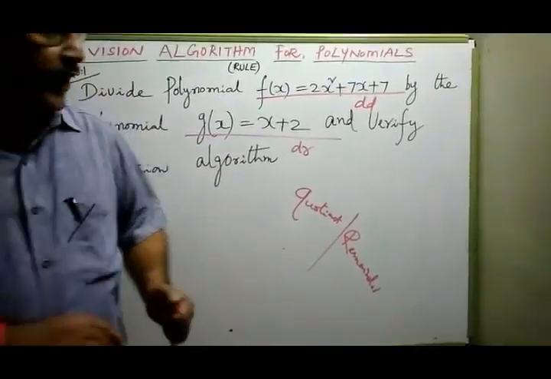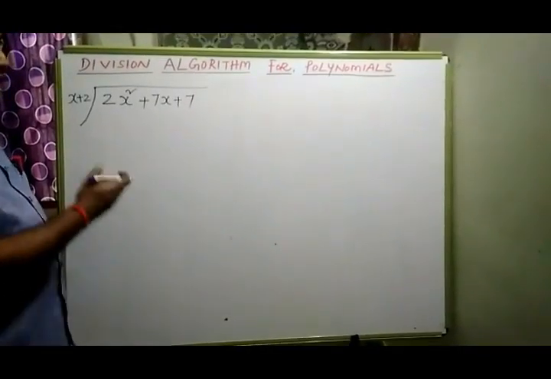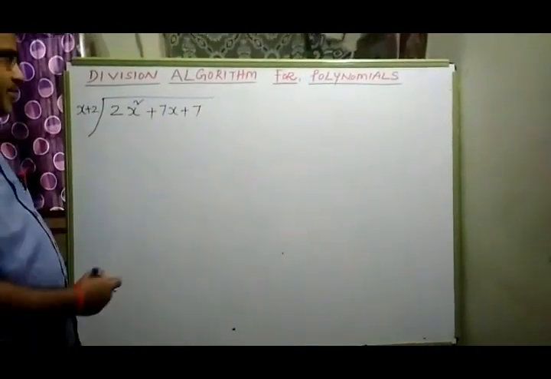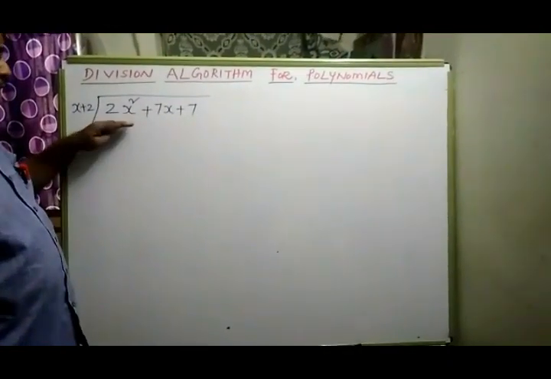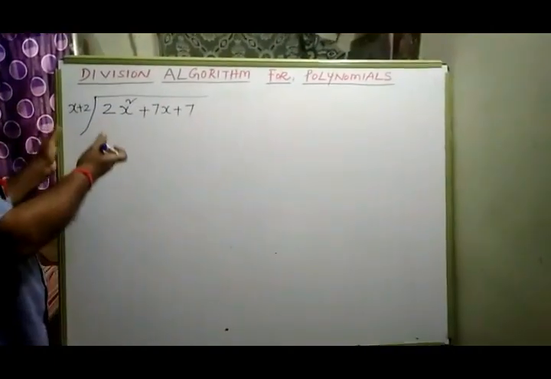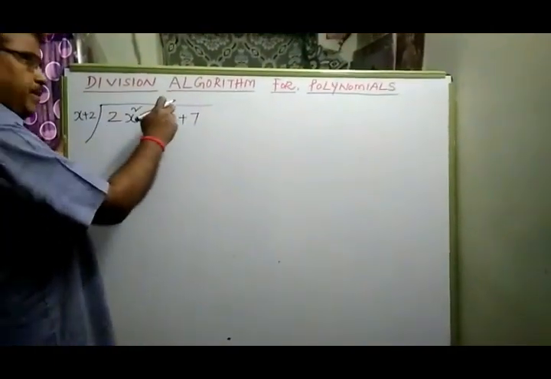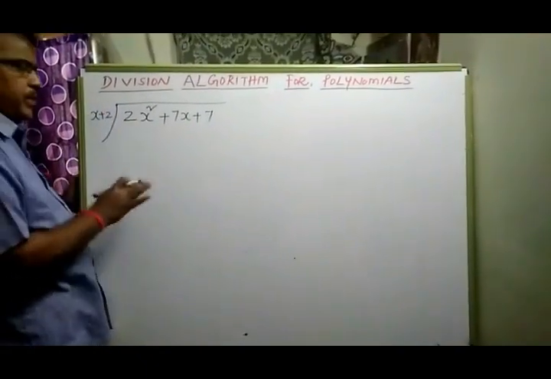Now we are going for division. First we will go for long division. After that we check the division algorithm. You know very well, first of all, the dividend and divisor should be in standard form. Already it is in standard form. The power is 2, the power is 1, the power is 0. No problem.